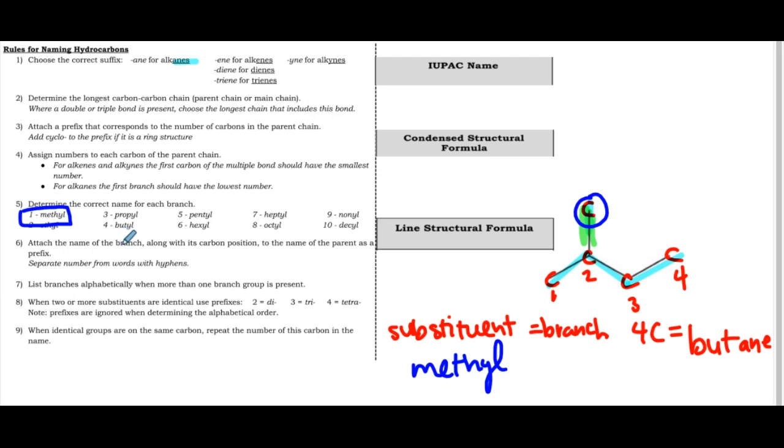Attach the name of the branch along with its carbon position. So the carbon position off of the main chain is position number 2. We put a hyphen to separate the number from the words. So we have 2-methyl. What do we have on the second carbon off of our main chain? Just 1 carbon.